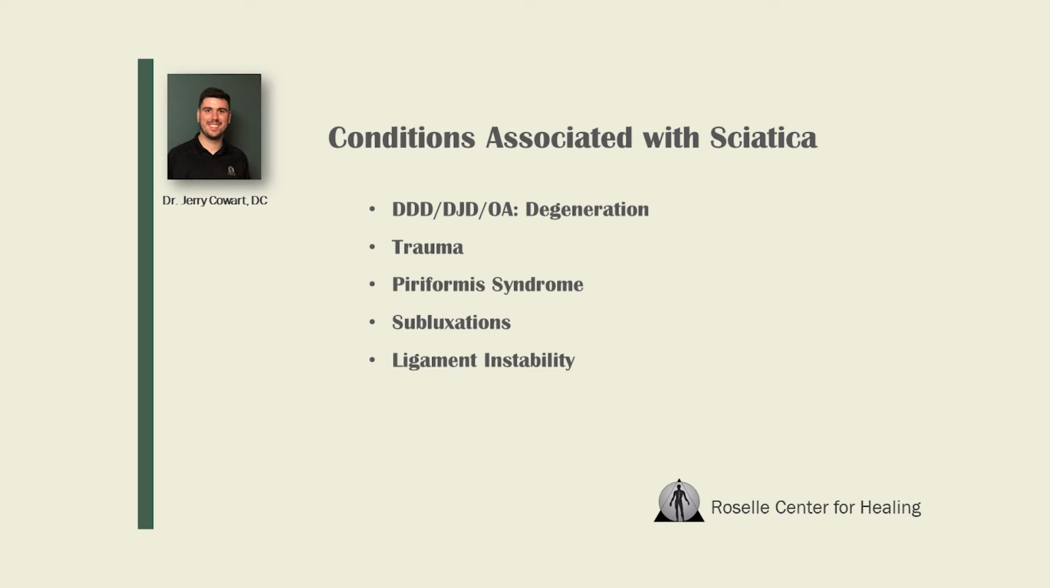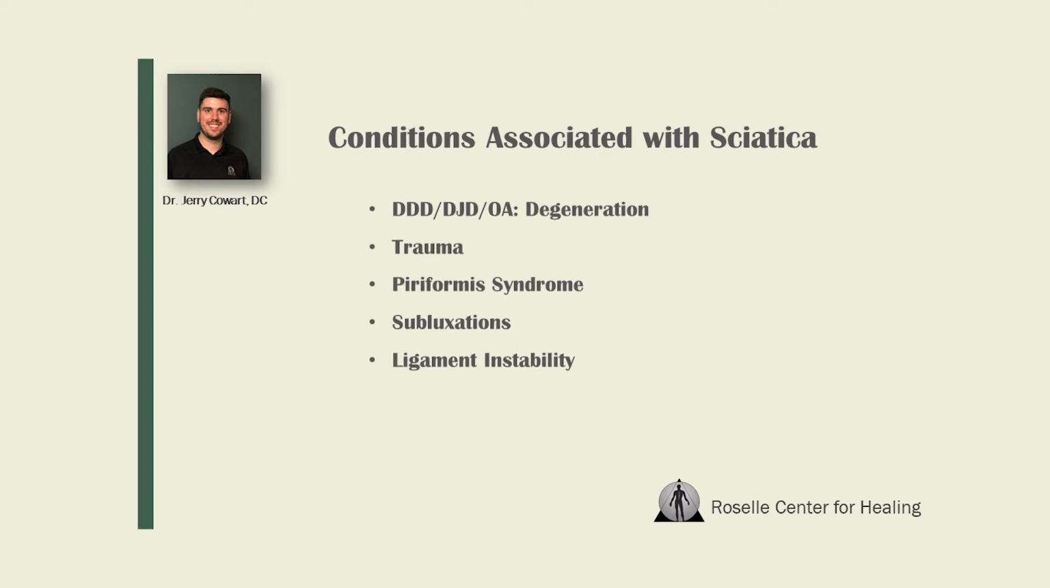DDD is degenerative disc disease, DJD is degenerative joint disease, and OA is osteoarthritis, which is basically degenerative joint disease. They're basically AKAs. So the whole name of the game on that first one is degeneration. It's the degenerative processes in the body. And then we'll also talk about trauma. We'll actually talk about them together because you can't not talk about them together, so to speak. And then we're going to talk about Piriformis Syndrome.